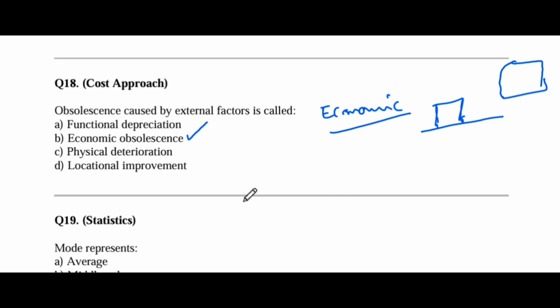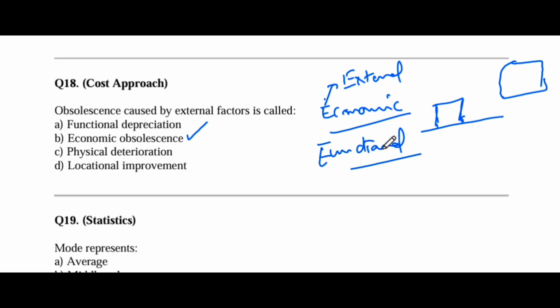So another obsolescence is functional type. These are the flaws or shortcomings within the property itself. Economic is external. E for E. Remember. Economic is external. Functional is within the property. Because of the issues within the property, functional depreciation, functional obsolescence occurs. So the flaws or shortcomings within the property itself are related to the design, layout or features.